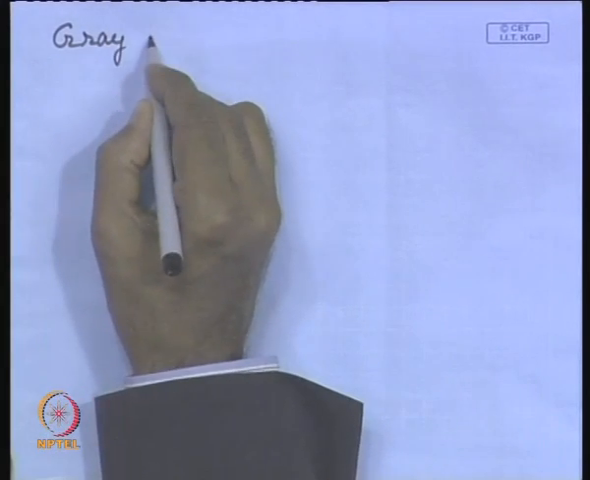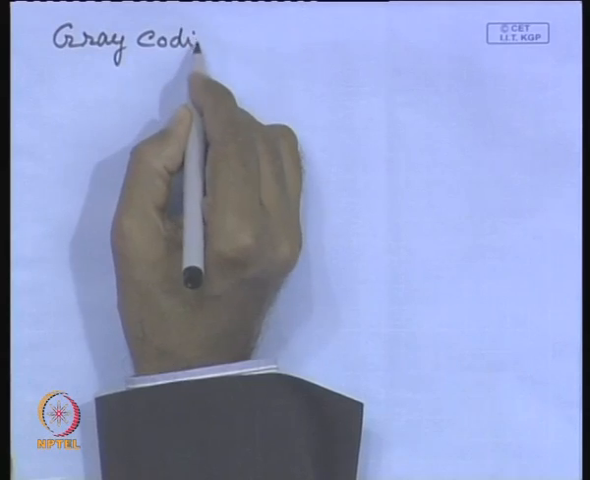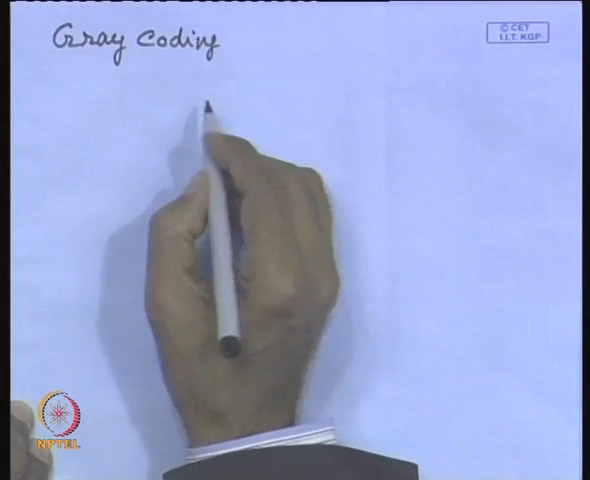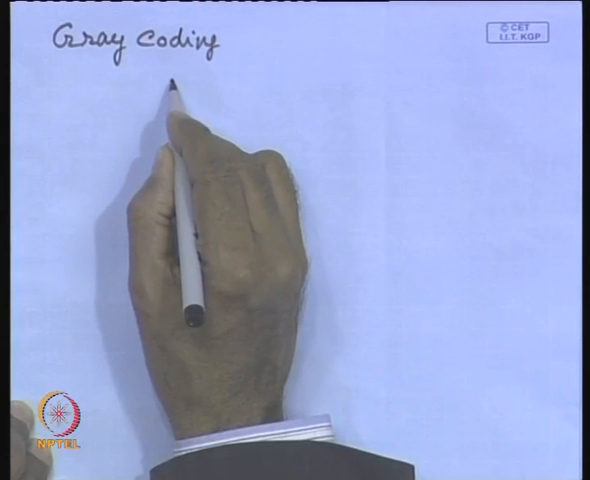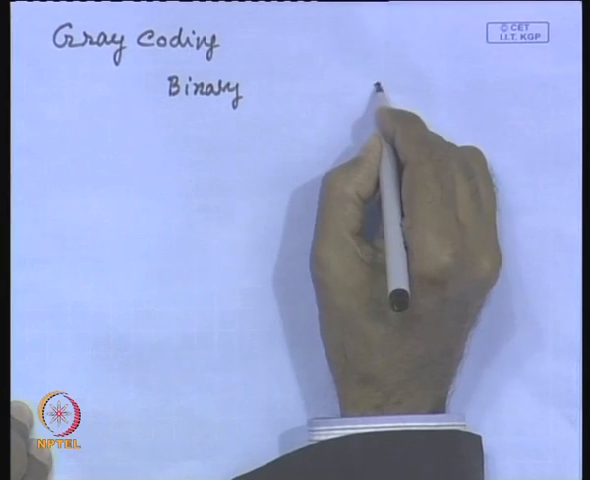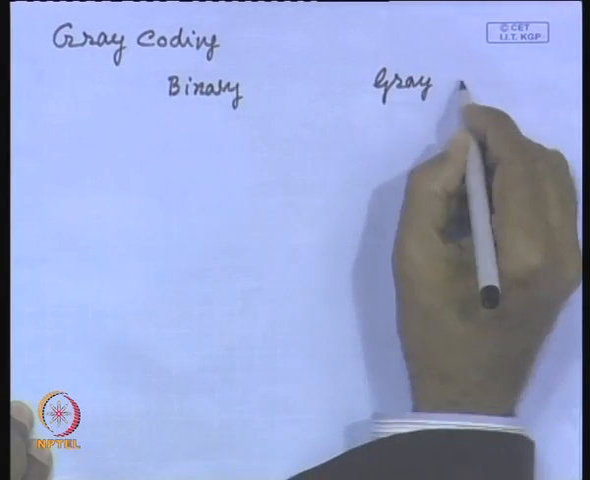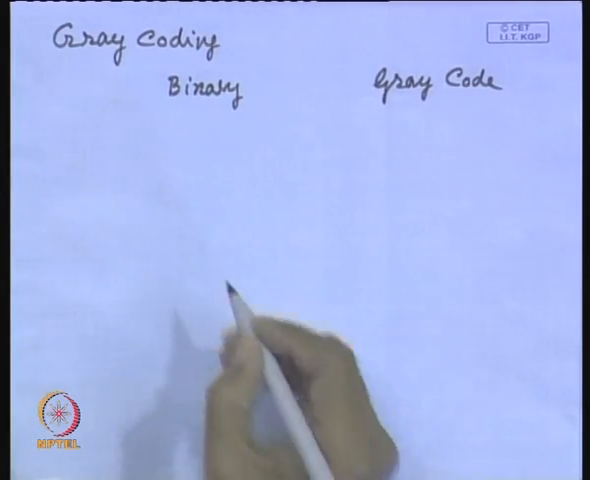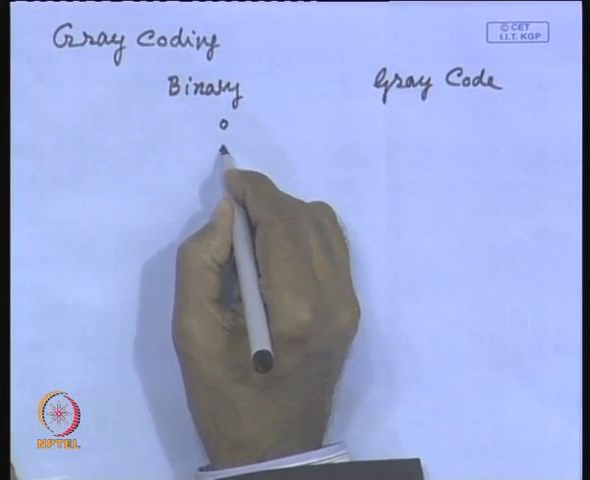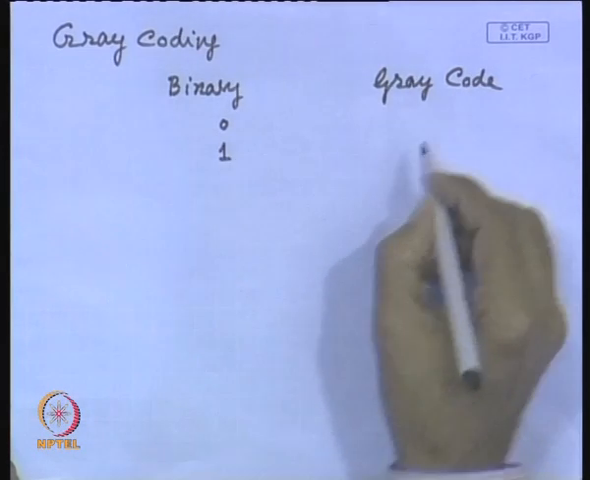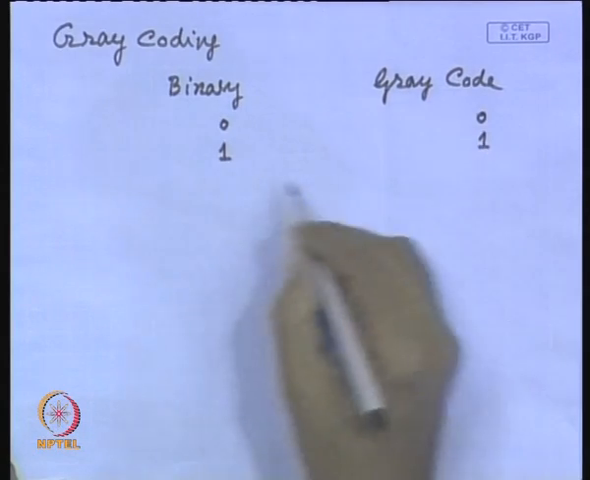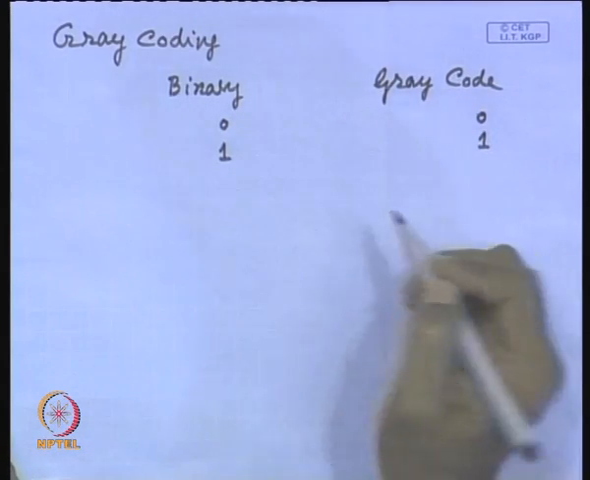Gray coding, you may be familiar with this. Let us assume this is your binary code and this is your gray code. You may start with 1 bit, where the binary value may be 0 or 1. Whenever it is a single bit, the gray code will also have a single bit, 0 1. So in this case, when it is a 1-bit code, there is no change.